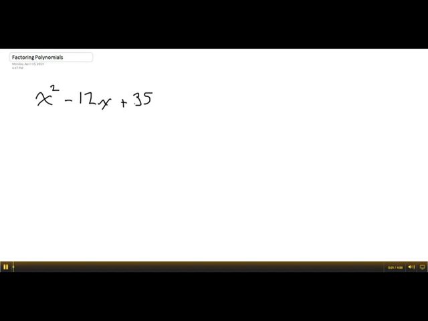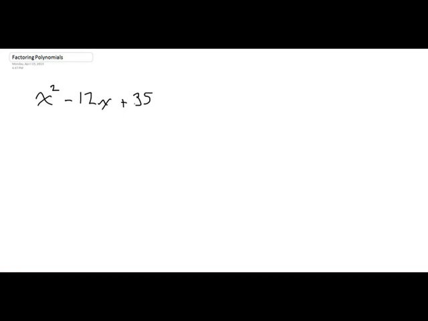Hi students, and we're going to get some more practice here with factoring polynomials. So we've got x squared minus 12x plus 35. When we factor polynomials, we know we're going to get one binomial multiplied by another binomial. And because the leading coefficient in front of the x squared is 1, the only way to get x squared is x times x.